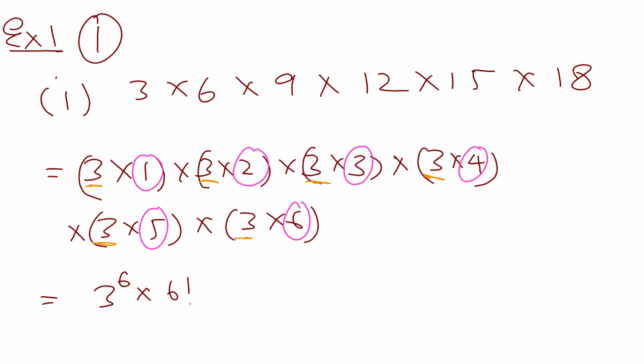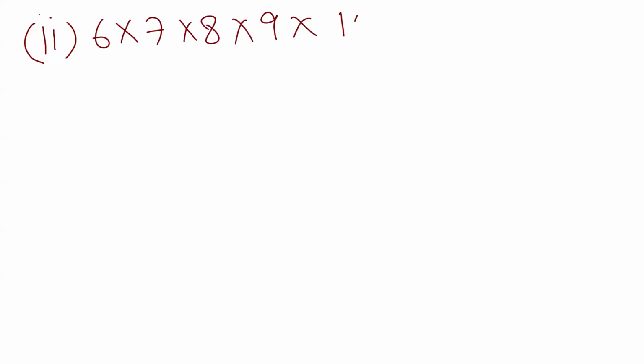Second one. 6 into 7 into 8 into 9, 10, 11, 12. Now we have to express in factorials. So I'll just reverse this.